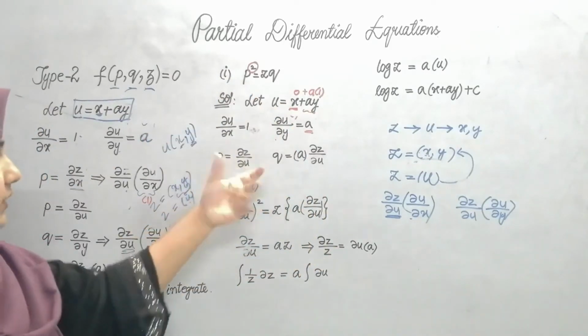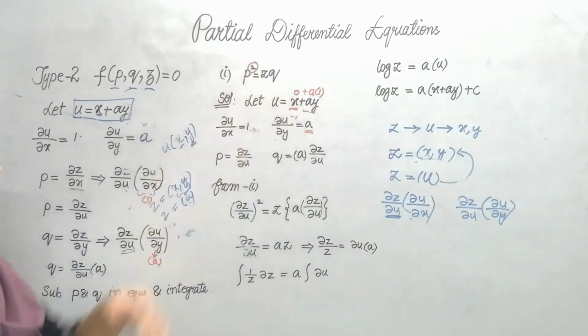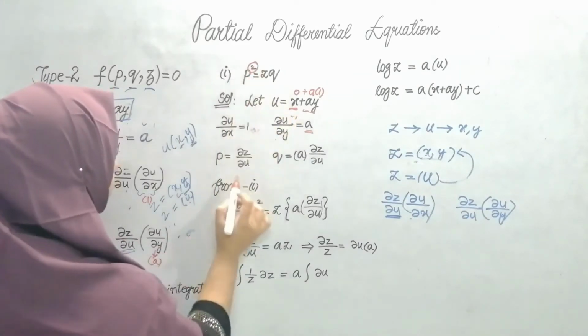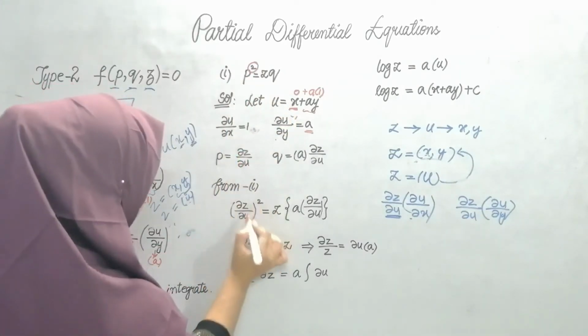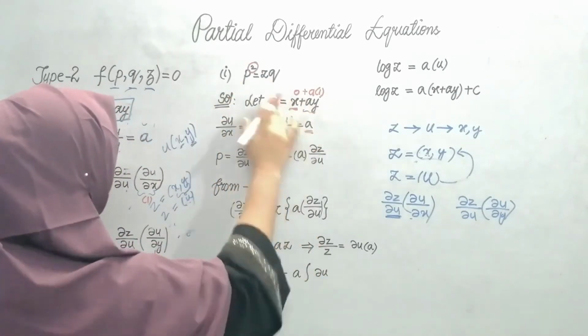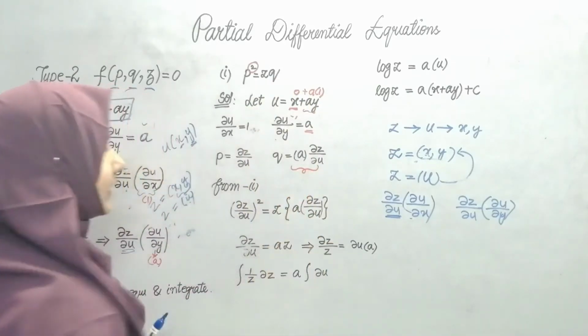Now what I need to do? I need to substitute this p and q in my given equation. So my given equation now becomes what? The value of p is what now? ∂z/∂u. I've got a square. So (∂z/∂u) whole square is equal to z as it is. Z is nothing, z is as it is. Q is what here? This, a into ∂z/∂u.